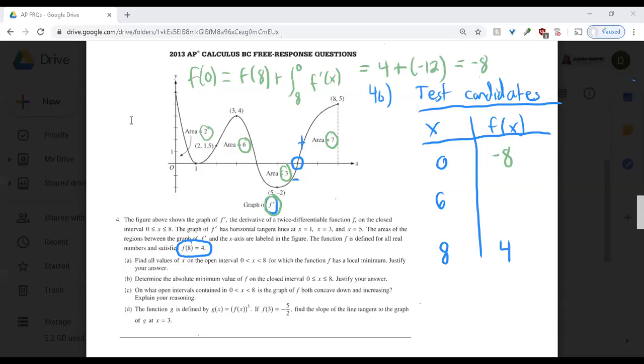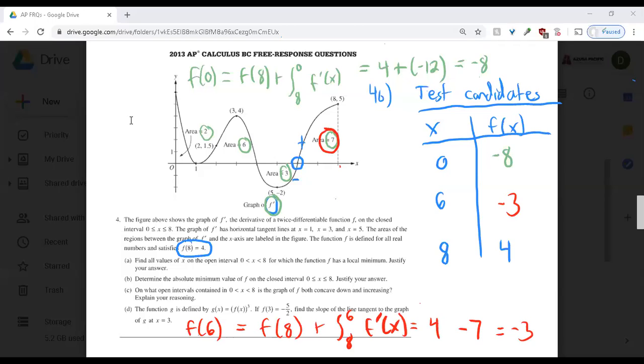Okay, now I want to find f of 6. It's still going to be the starting value, which the known value here that we're starting at is f of 8, plus the net change. So the net change is going to be the integral from 8, and we're stopping at 6, of f prime of x. So f of 8 is still 4. If you go from 6 to 8, or from 8 to 6, it has an area of 7, but we're going to make it negative because we're going from right to left. So 4 minus 7, which is negative 3.